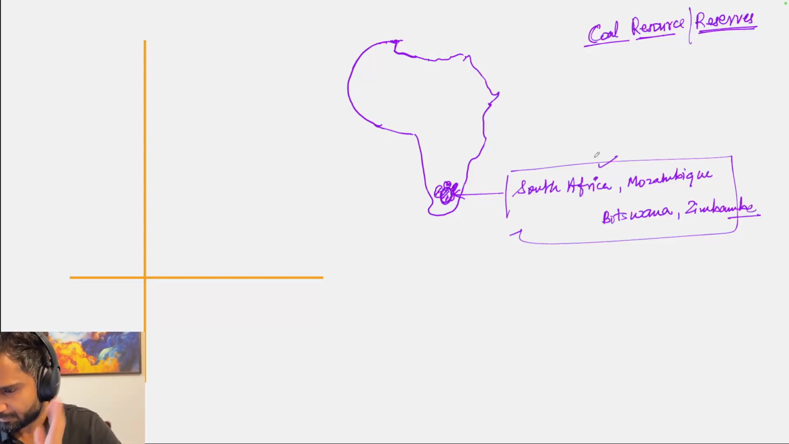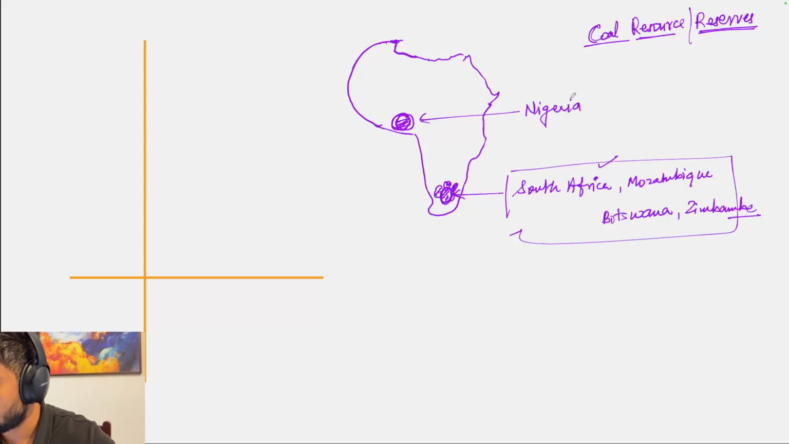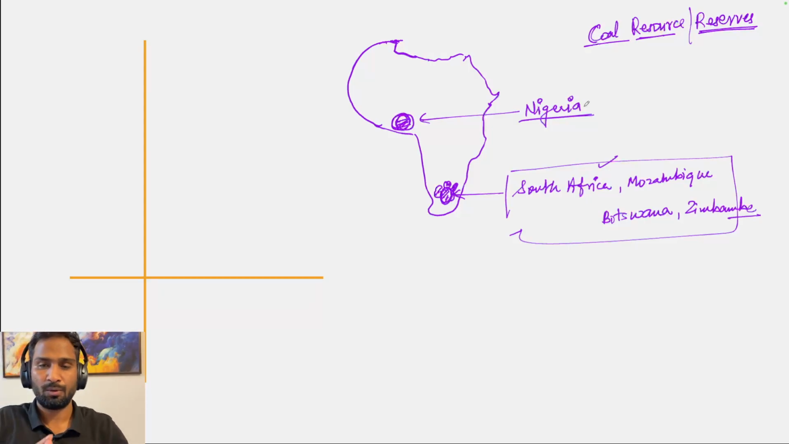Next, another important area where we have significant reserves of coal is Nigeria. If you remember, this country was Nigeria. So these two areas have significant reserves and production of coal in African continent. In fact, certain significant amount of coal is found in Tanzania.